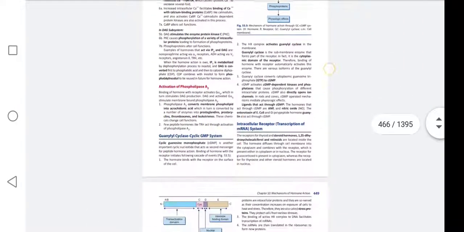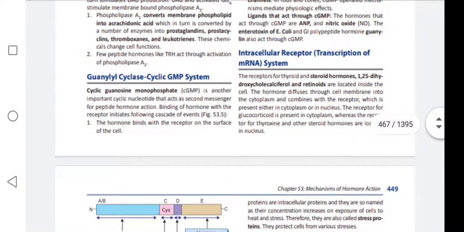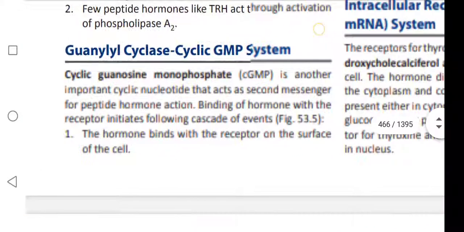And our next topic is the guanyl cyclase cyclic GMP system.